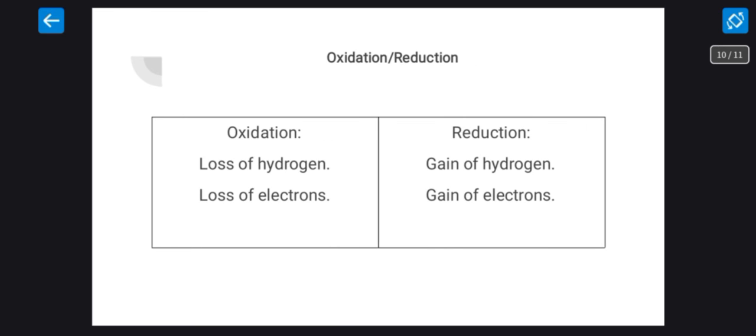Now, oxidation and reduction. Simply, oxidation is loss of hydrogen and loss of electrons, whereas reduction is gain of hydrogen and gain of electrons. This was all about the presentation.